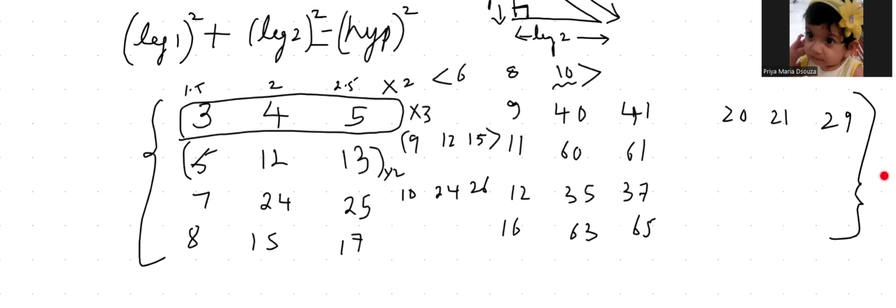So those of you who haven't made a note of it, it's better you make a note of it now. So the triplets will be, I'll just write it down here. Okay. So 3, 4, 5; 5, 12, 13; 7, 24, 25; 8, 15, 17; 9, 40, 41; 11, I'll just put a line here. So we are moving on to 11, 60, 61; 12, 35, 37; 16, 63, and 65. Then 20, 21, and 29.